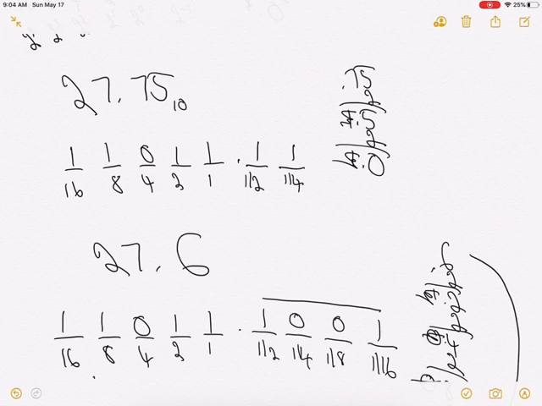Okay, let's do another one: 27.75. 16, 8, 2, and 1. That's my 27. I take the 0.75 times 2 because it's binary, and I get 1.5. I put this 1 right here, and I get rid of it. 0.5 times 2 is 1.0. I put this 1 right here, and I get rid of it. Now I'm left with 0.0.